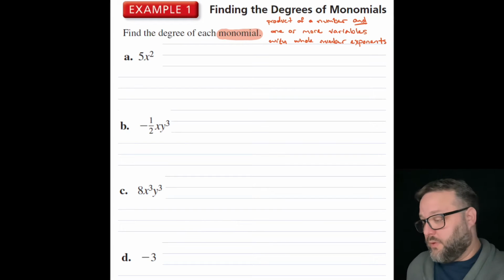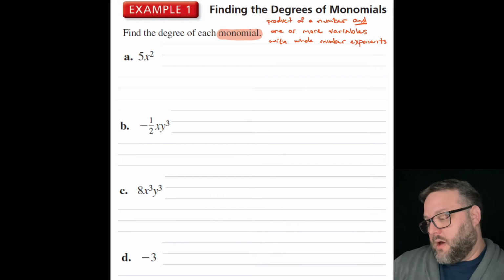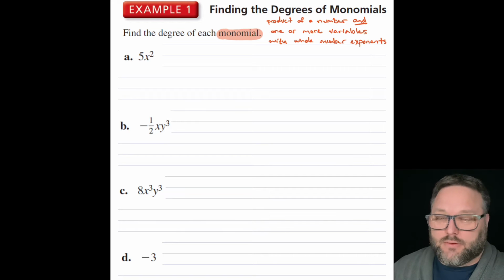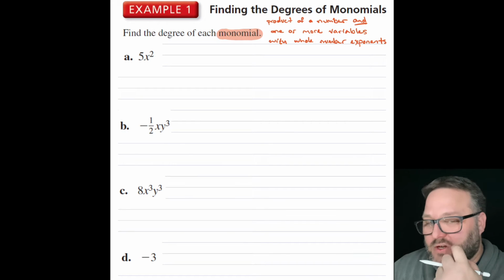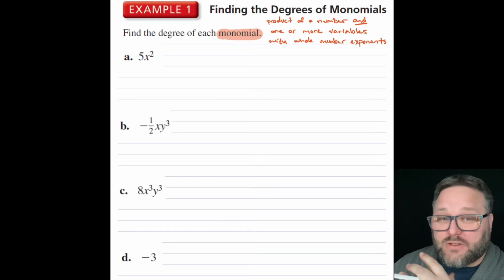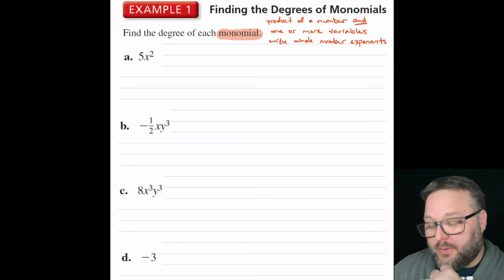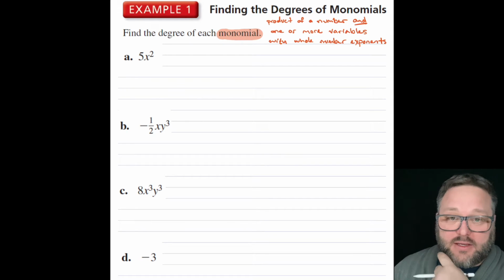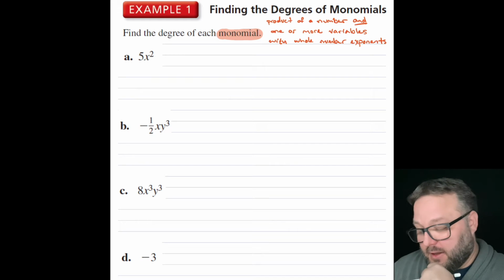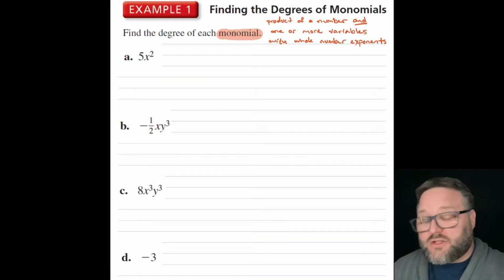Here we go with 7.1. We're talking about monomials and polynomials. There's going to be a little bit of difference in what we can do with them when we're talking about being able to add, subtract, multiply, divide, things like that, things we normally do in a math class. So let's start with monomials.